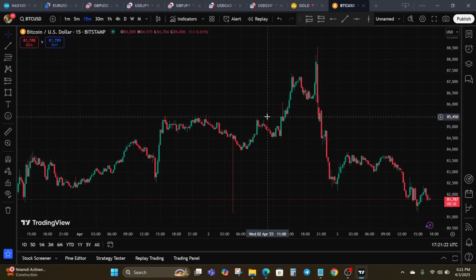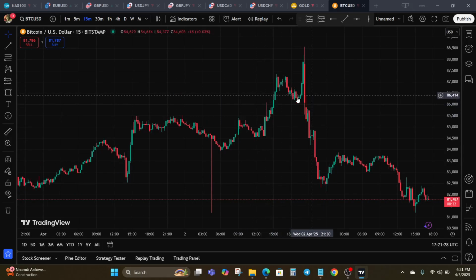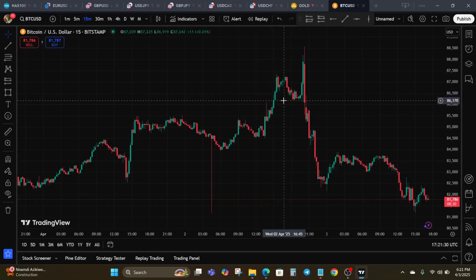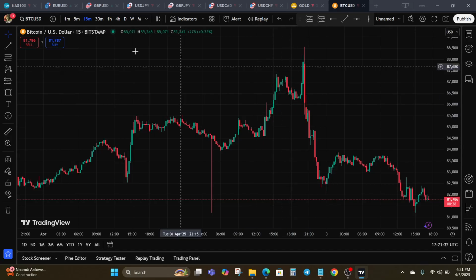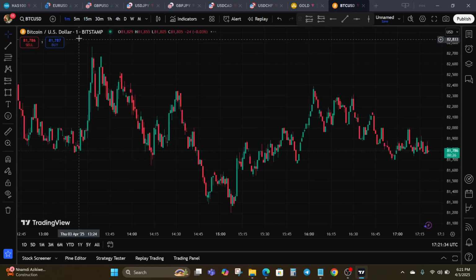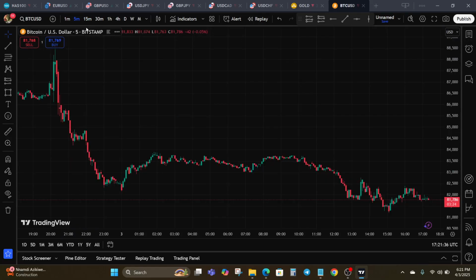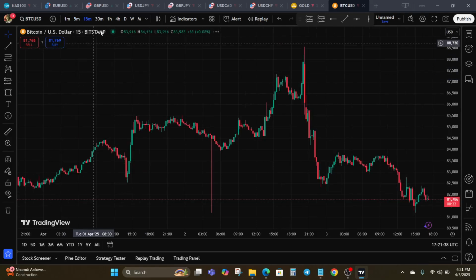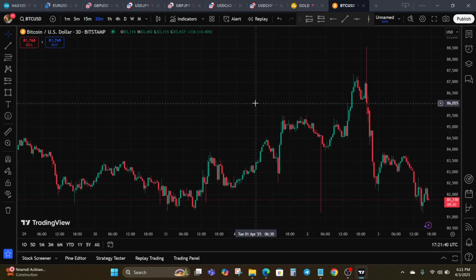Now that we know what crypto day trading is, let's quickly talk about the best time frames for making successful trades. When it comes to day trading crypto, selecting the right time frame is crucial. The popular time frames for day trading are typically the 1-minute chart, the 5-minute chart, and the 15-minute chart. Also, the 30-minute chart. These charts allow you to see price action in real time and identify quick opportunities.